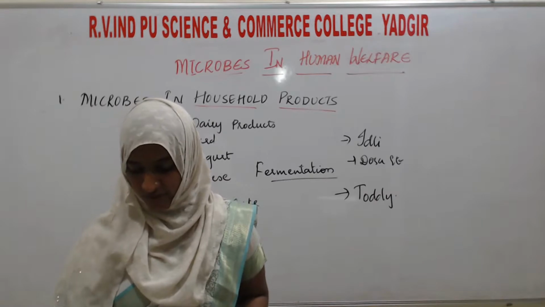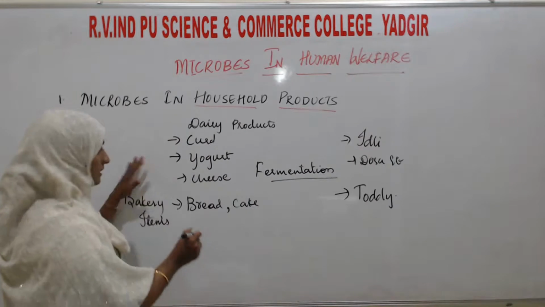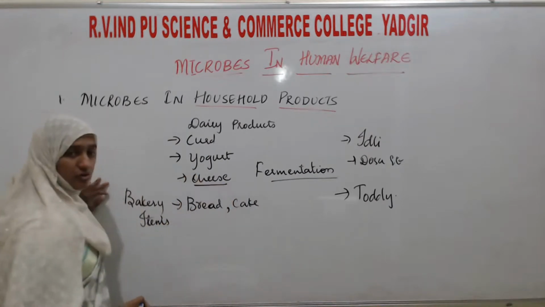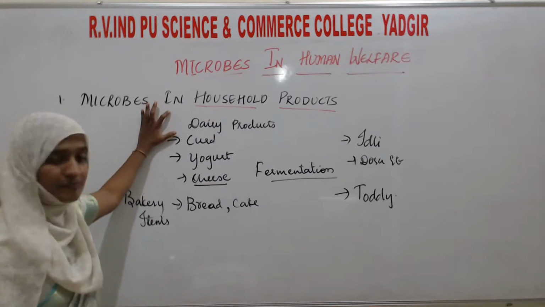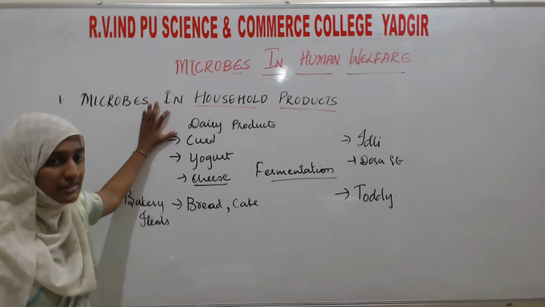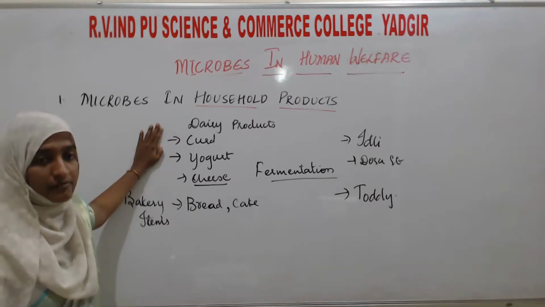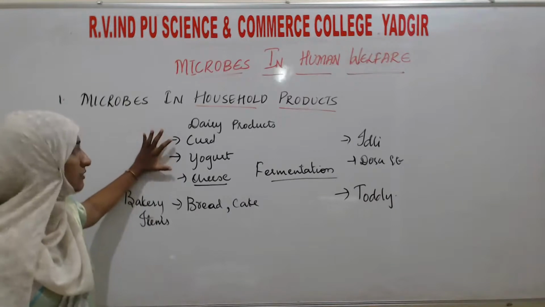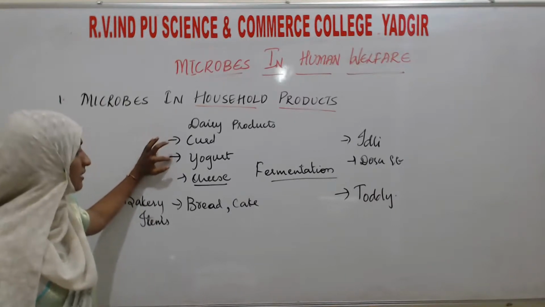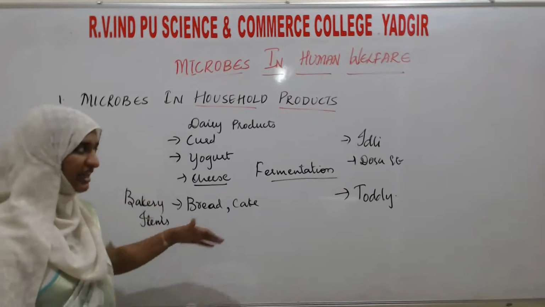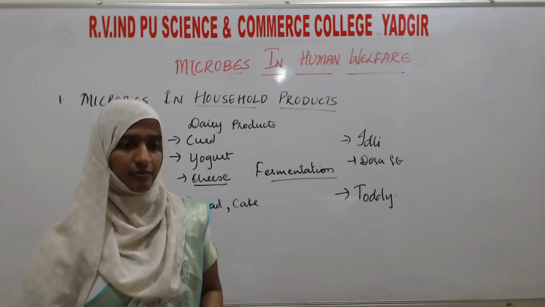Besides the preparation of curd, one more very important thing is cheese. In the production of cheese also they use microbes. We will see which particular microorganisms, and what the procedure is for the preparation of these household products. First we will see curd, then yogurt, then cheese, then bread, cake, everything. First we will go for the dairy products.